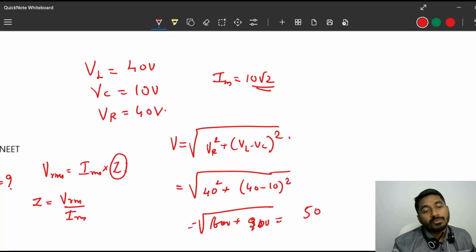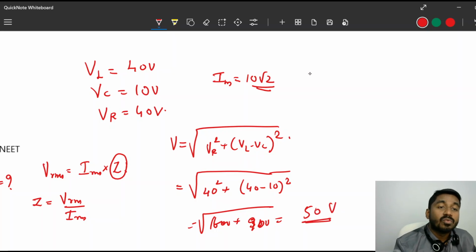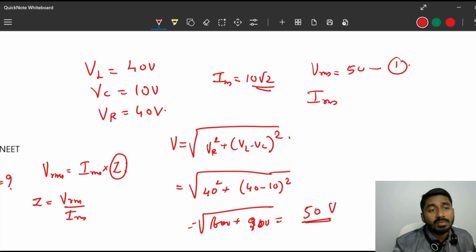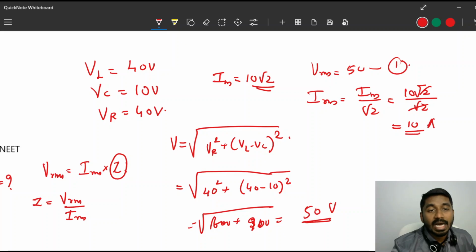You will get the answer. 50 volts is the VRMS you can take, because that is the source voltage. Now IM is given, so we can find the IRMS. It is very simple: IM by root 2. IM is given as 10 root 2, so IM by root 2, the root 2 cancels, and you will get 10 ampere.